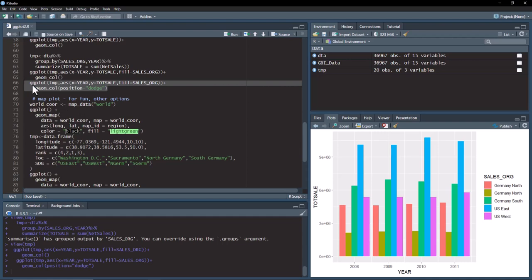So lots of other options. If you go back and look at the ggplot, there are examples as well. So, tidyverse.